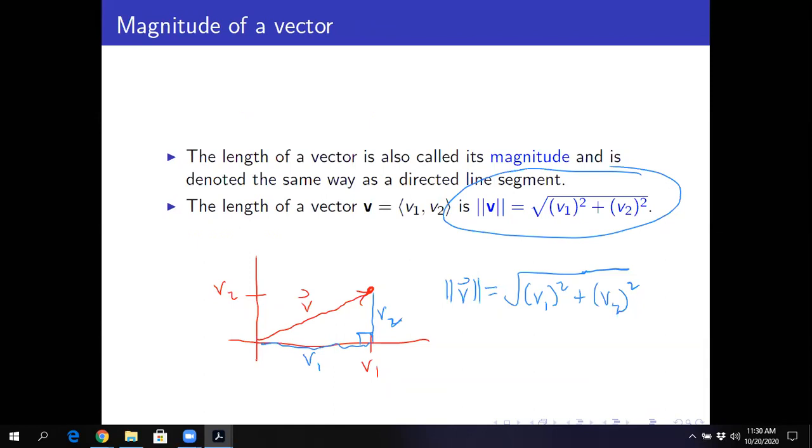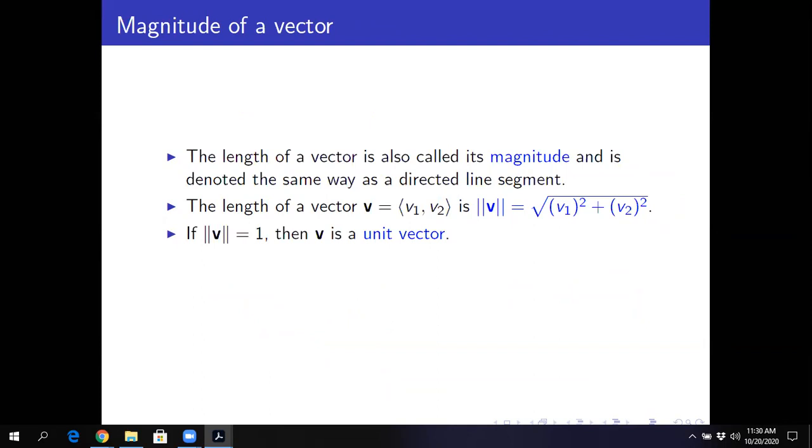Make sense? Just the Pythagorean theorem. Any questions on that? Any questions so far? I know that some of you have seen this stuff in a physics context before.